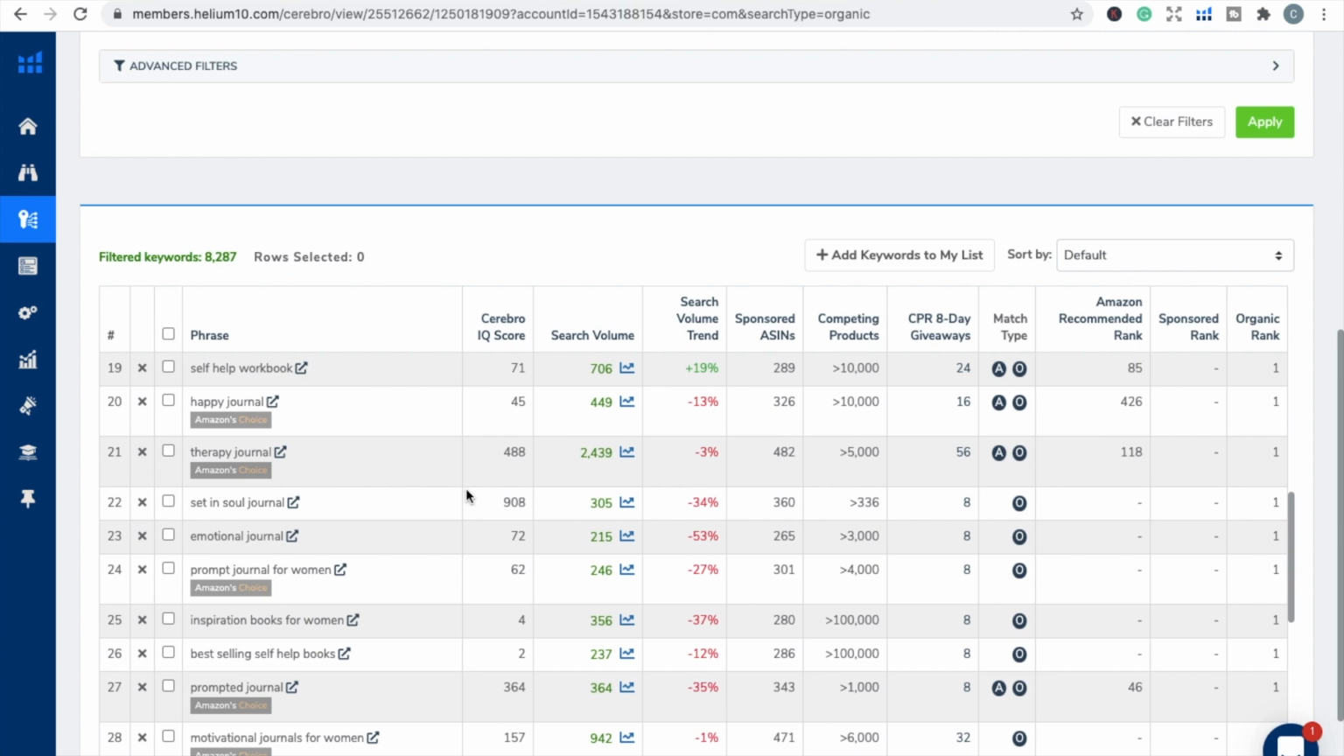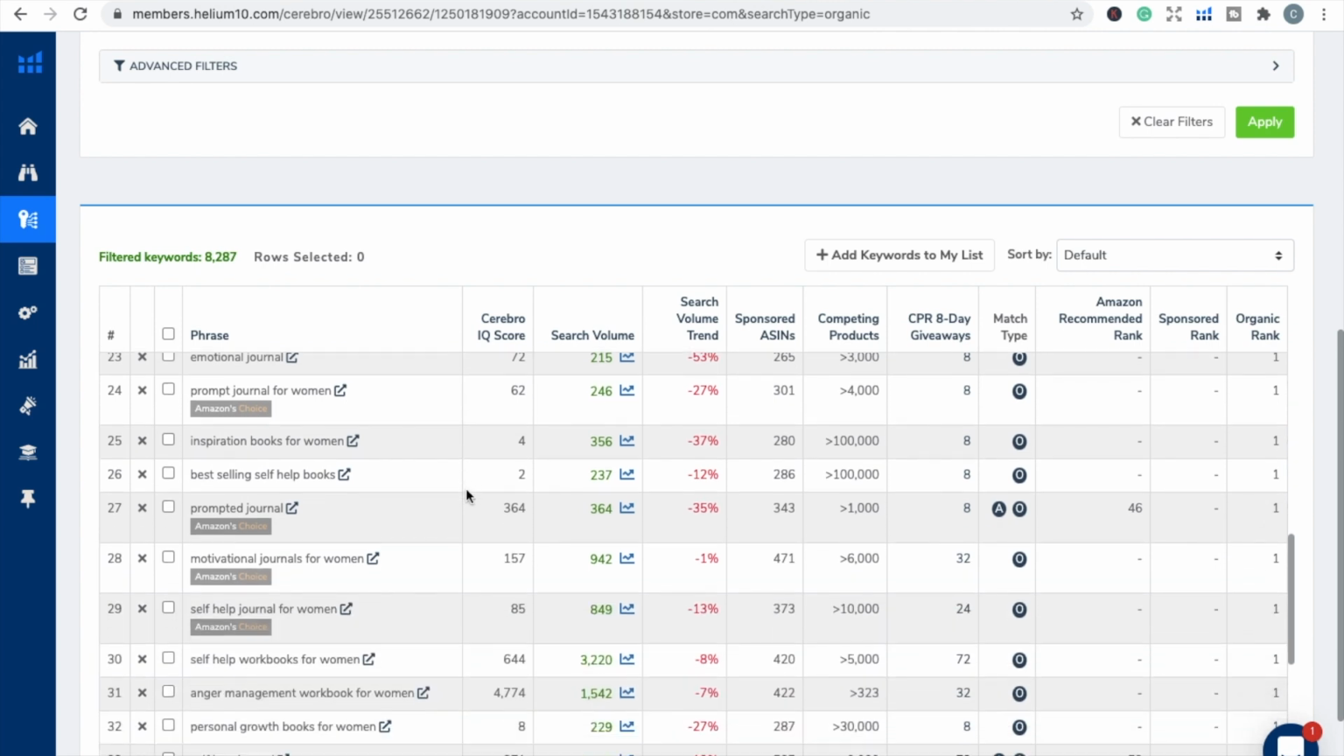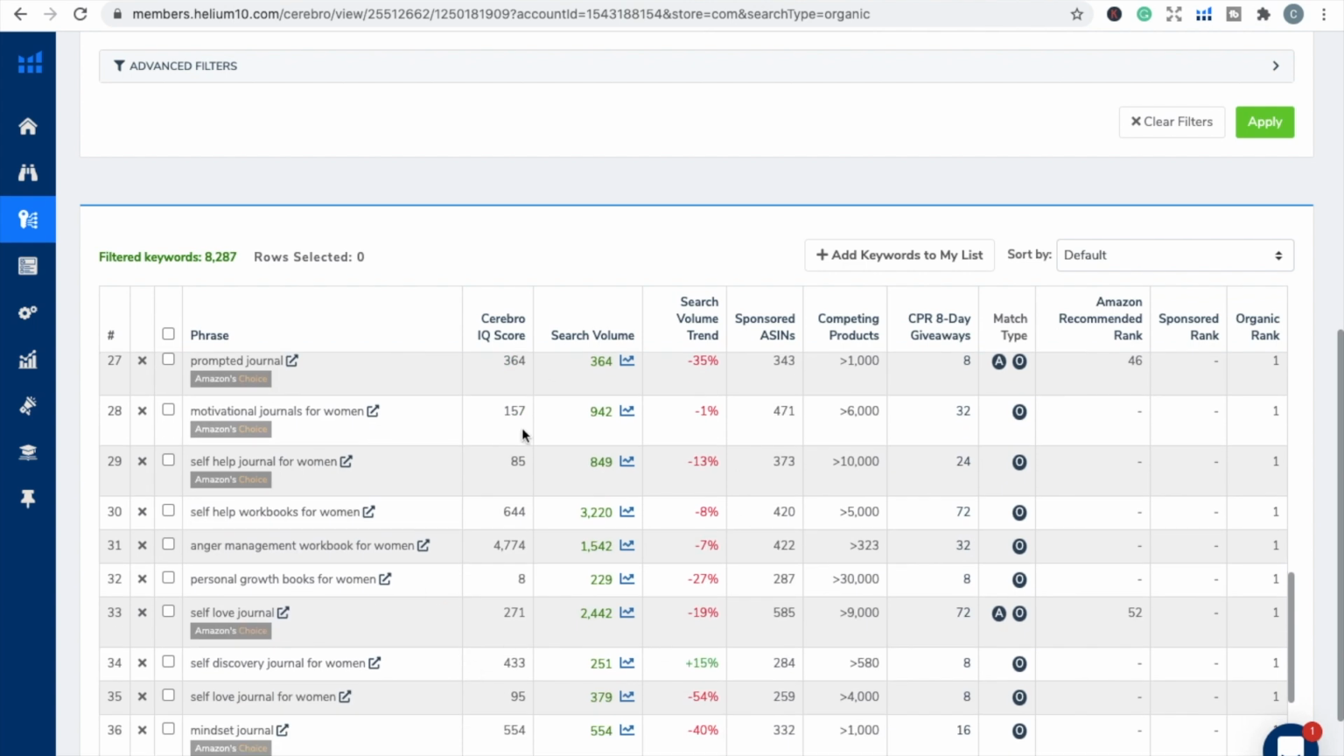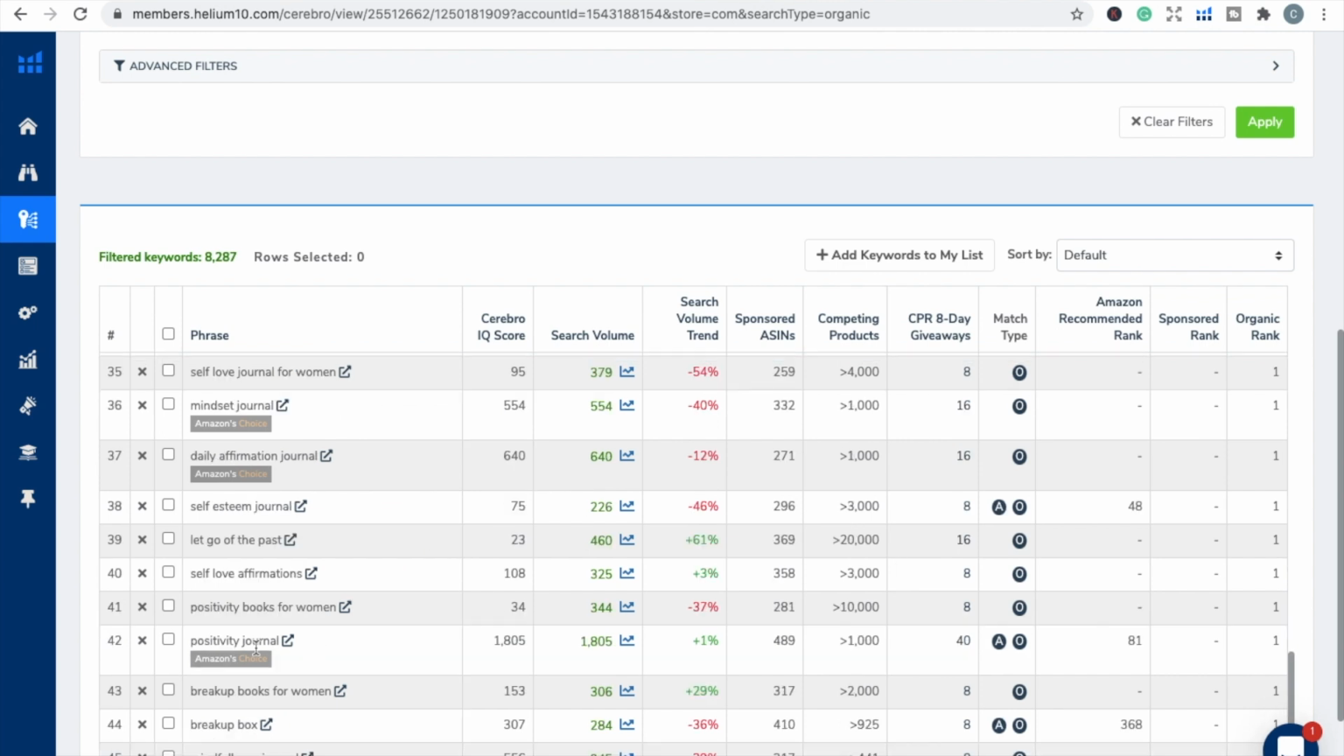There's still a lot of keywords to look through, over 8,000. But just quickly looking at this IQ score and seeing if there's anything that sort of jumps out as having a high search volume but low competition. And I can see this one here, Anger Management Workbook for Women. It's got a huge IQ score. It's got over 1,500 searches per month and less than 323 competing products. A Positivity Journal, 1,805 searches per month and less than 1,000 products.